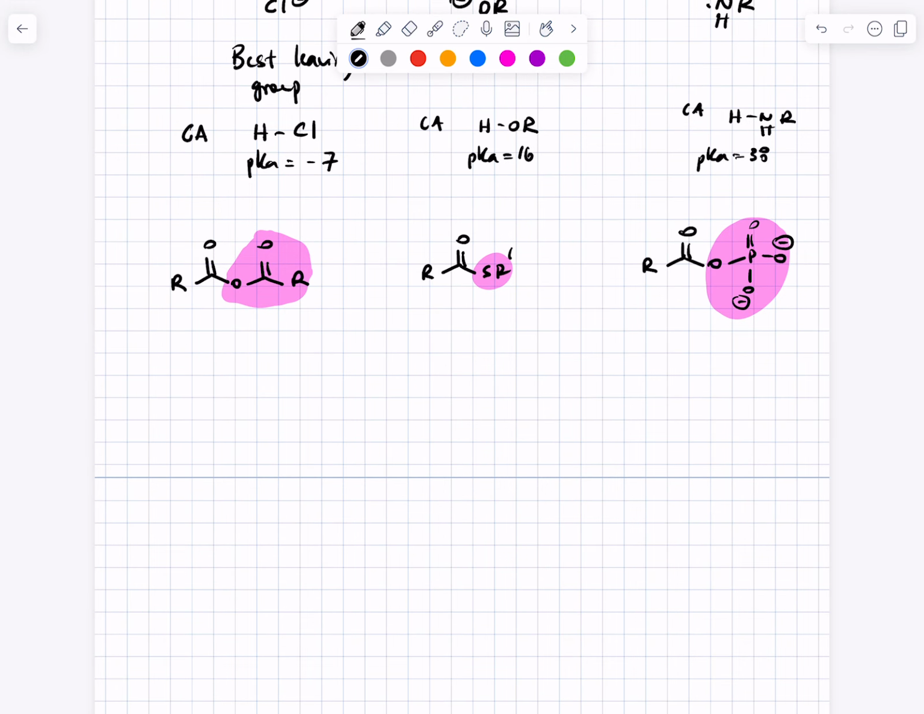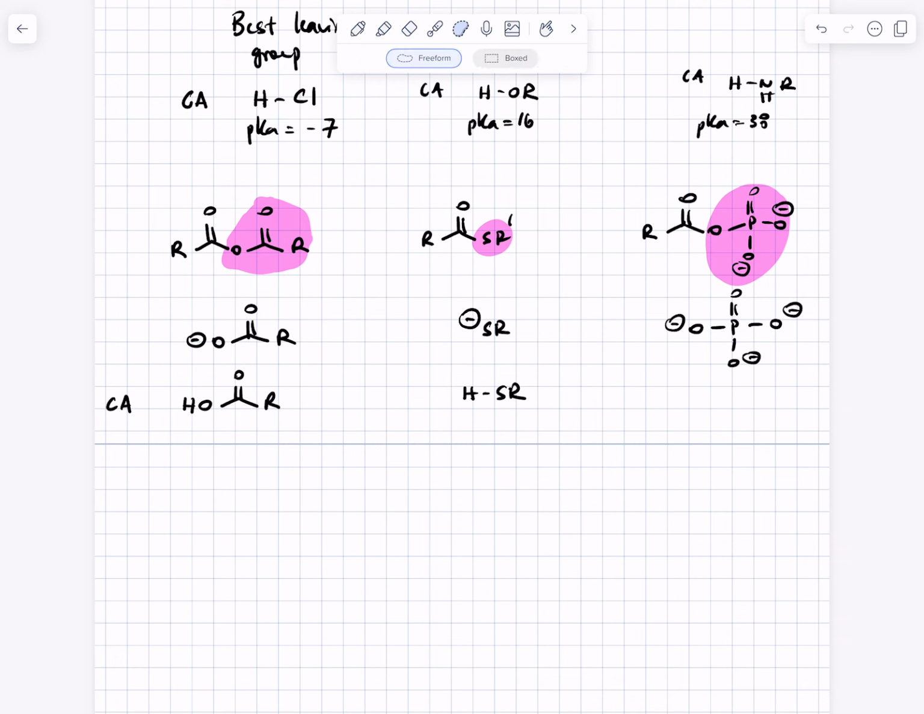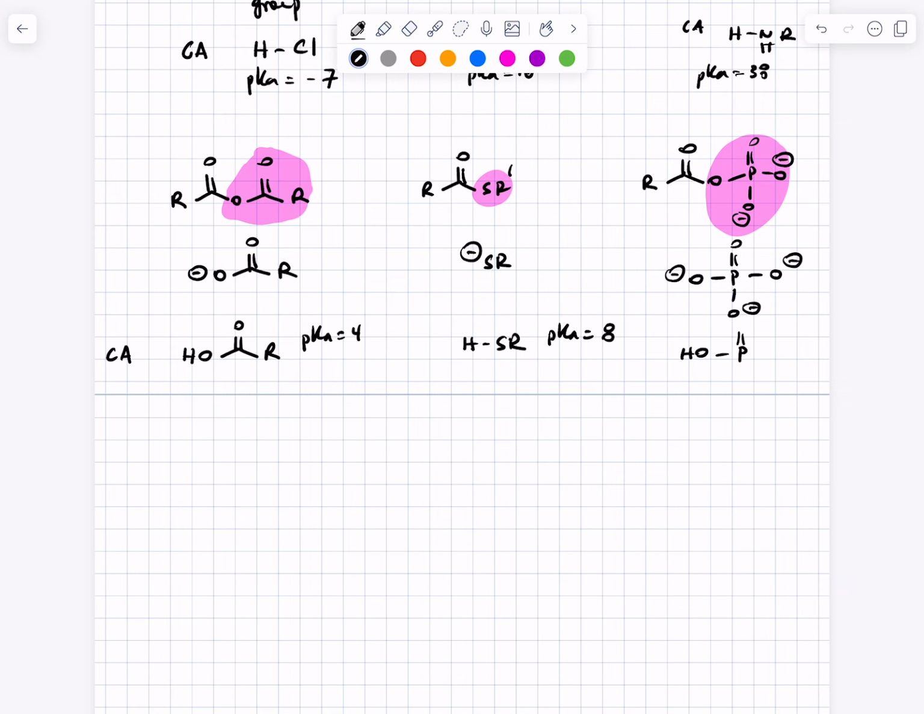To think about the relative reactivity of these carbonyl compounds, let's draw the Y groups as they would appear if they left. Then we can draw the conjugate acid of the Y groups after they've left. Then we would look up in a pKa table, which you may not have here, but I happen to know the numbers, so don't worry about it. pKa of the carboxylic acid is around 4. pKa of the thioester, the thiol, is around 8. The conjugate acid of that phosphate is this molecule, which has a pKa of around 7. I think. I'll have to look it up.